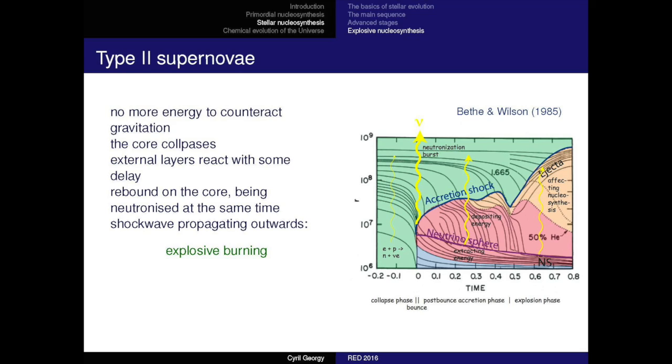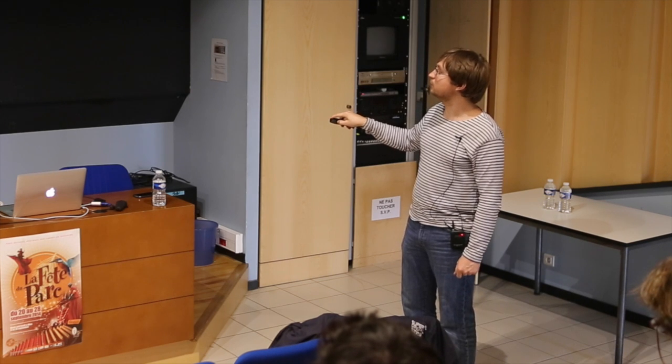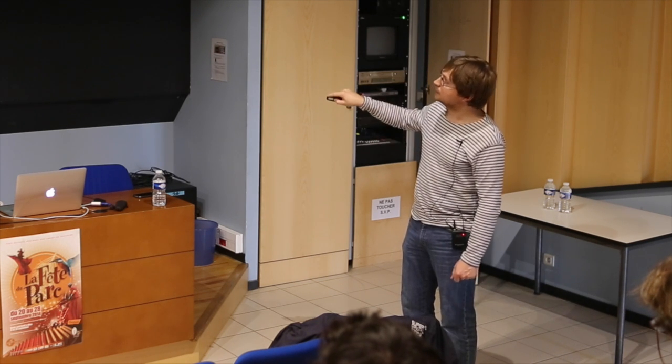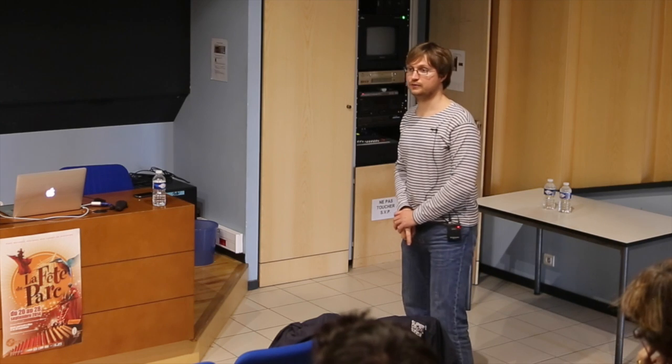The more massive stars have another kind of end. They go through type 2 supernovae. So at the end of silicon burning for these stars, you have no more energy to counteract the gravitation, and thus the core of your star will collapse very quickly. This is illustrated here in this plot. You have time here in milliseconds, and here is the end of the nuclear burning, and here is the radius of your star, and the lines here show isomass locations.